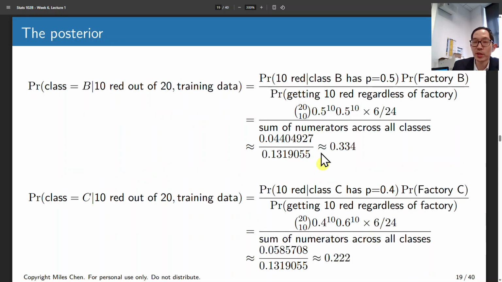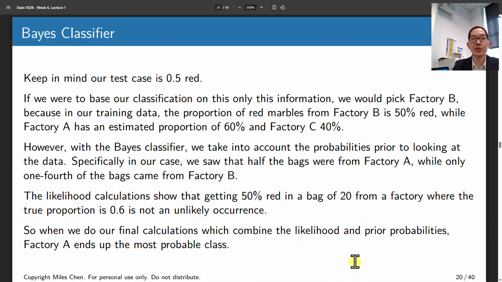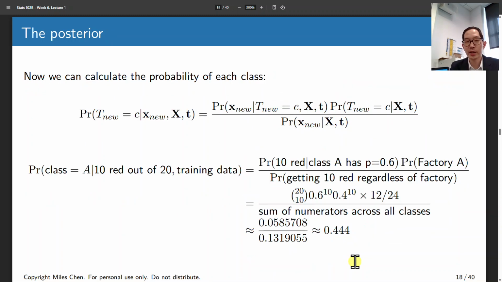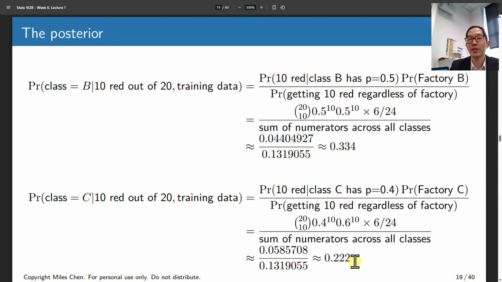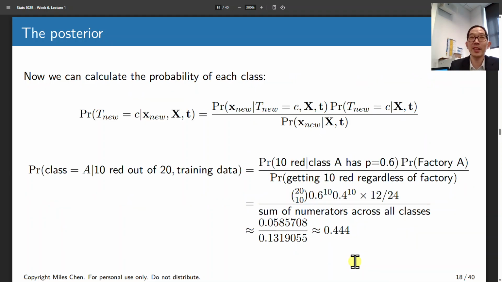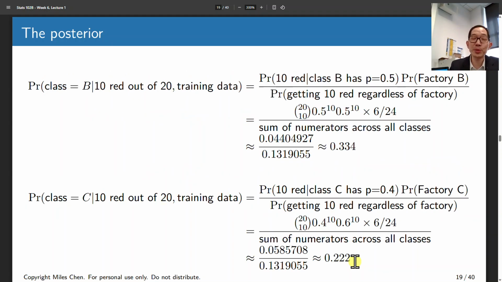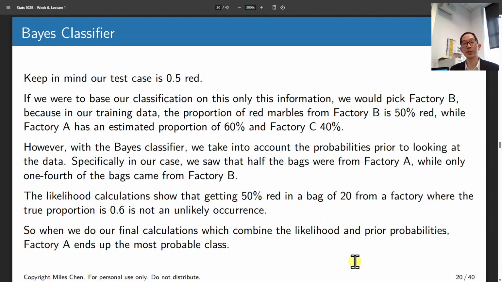You do this for the other two classes, Class B and Class C, and you get 0.334 and 0.222. And so this is our posterior distribution. This is our Bayes classifier. So our Bayes classifier says 44% chance it's Class A, or Factory A, 33% chance it's Factory B, 22% chance it's Factory C.